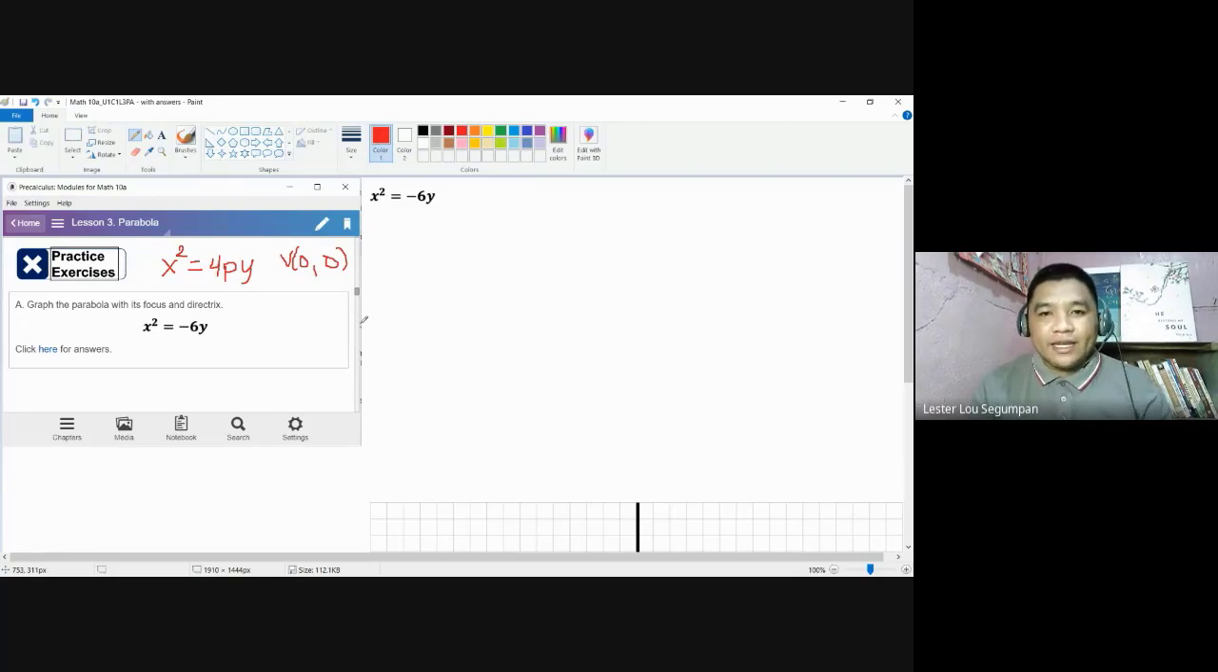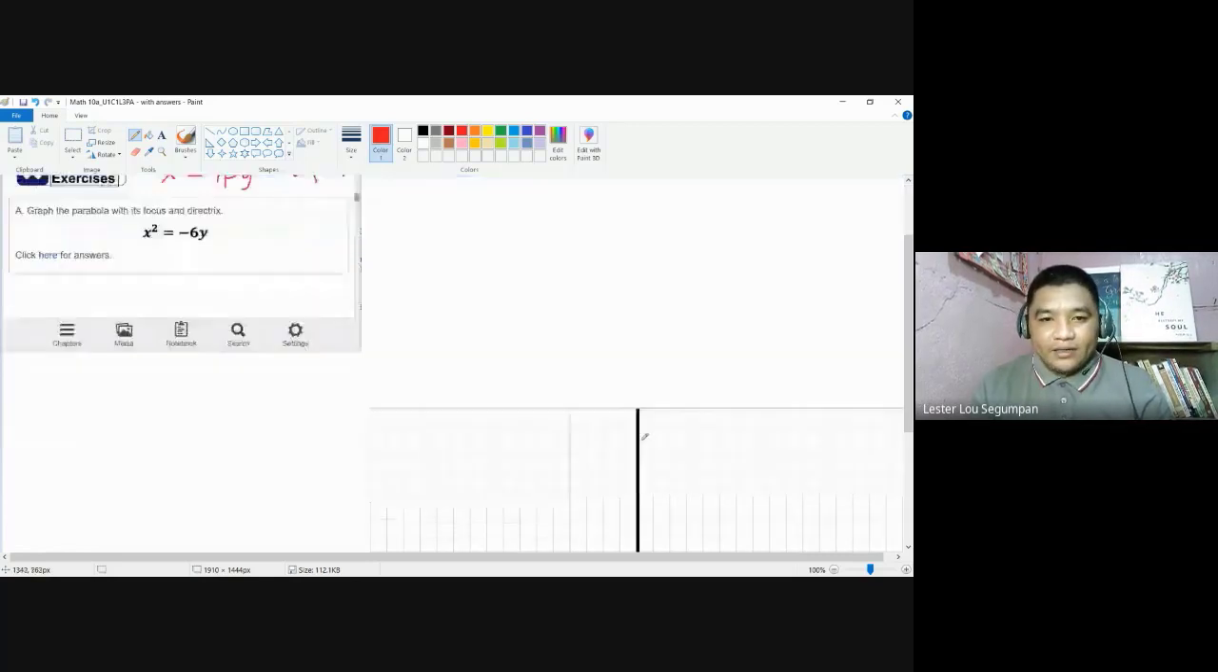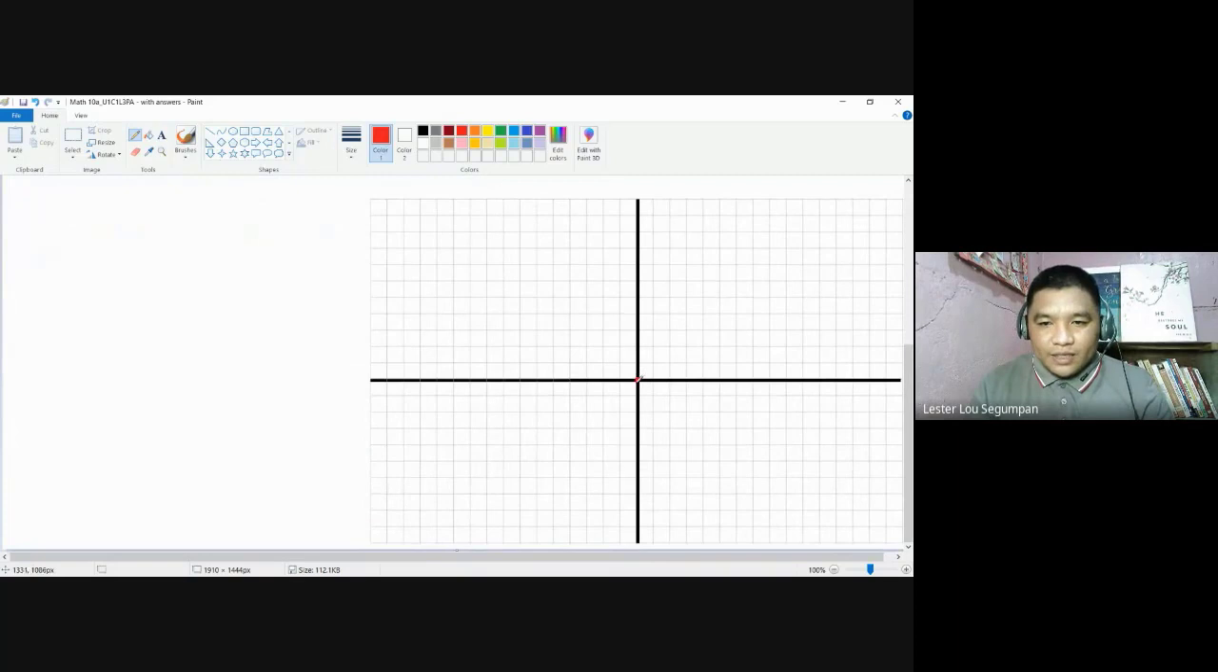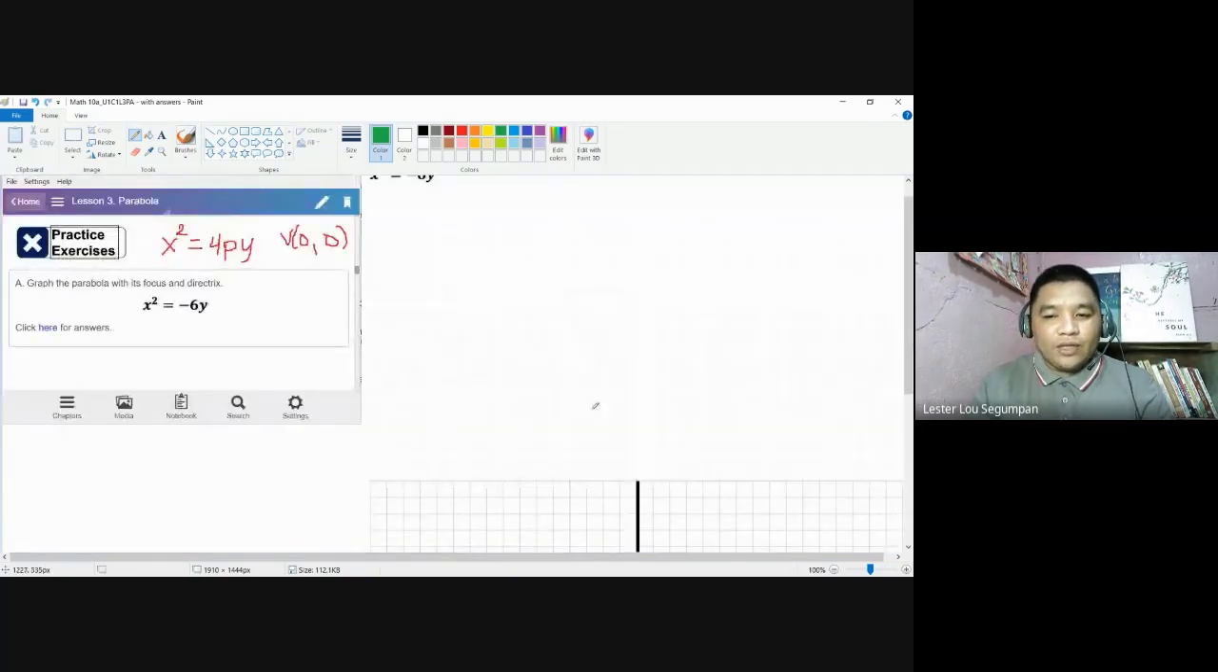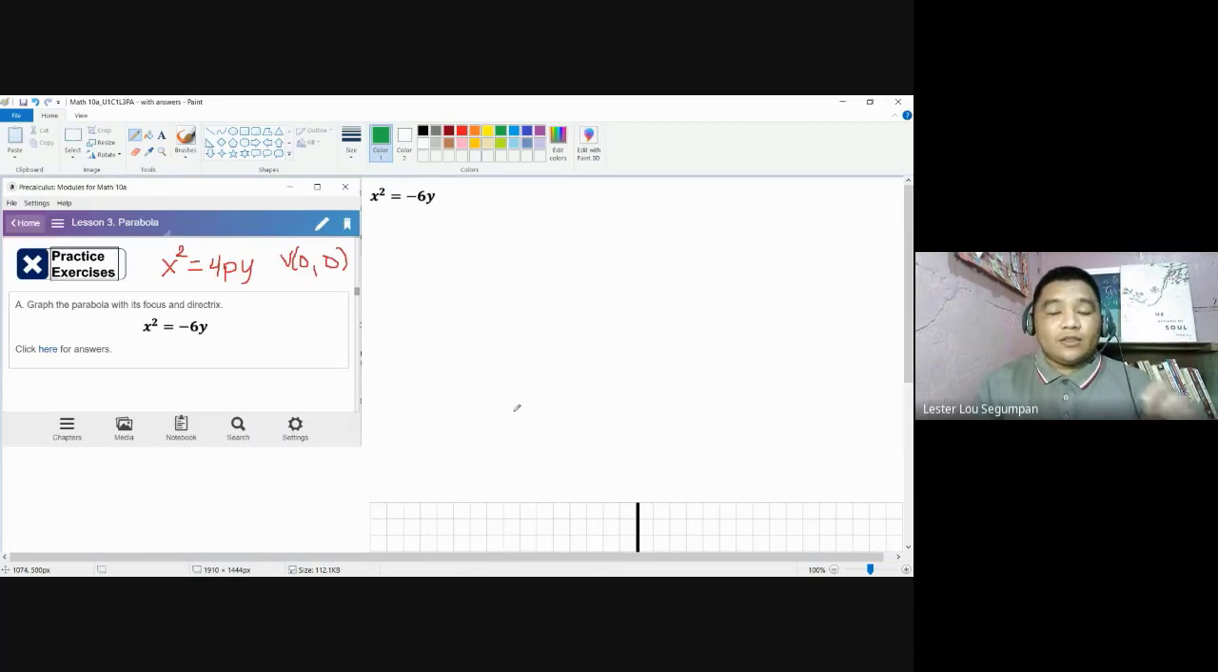Since we already have the vertex, we could plot it here at the bottom, and this is our vertex here. Or let's use the green color for our vertex. Now that we know that this is the vertex, take note that the vertex is also considered as the turning point of the parabola, because it is where the parabola changes its direction from a decreasing form to increasing, or vice versa, from the increasing form of the parabola to its decreasing form.